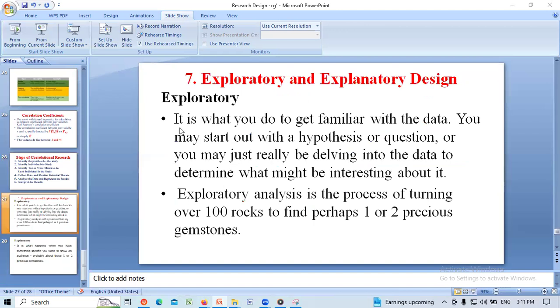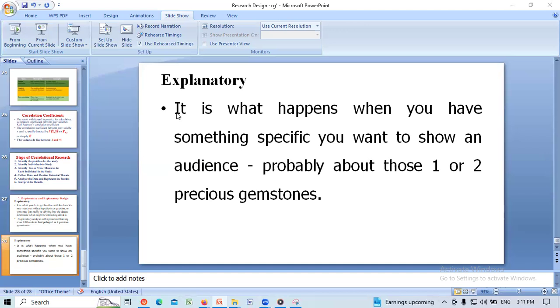Exploratory and explanatory design. Exploratory is what you do to get familiar with the data. You may start with a hypothesis or questions, or you may just want to dive into the data and determine what might be interesting about it. Exploratory analysis is the process of plotting over 100 rocks to find one or two precious gemstones. Explanatory is what happens when you have something specific you want to show an audience, probably about those one or two precious gemstones.